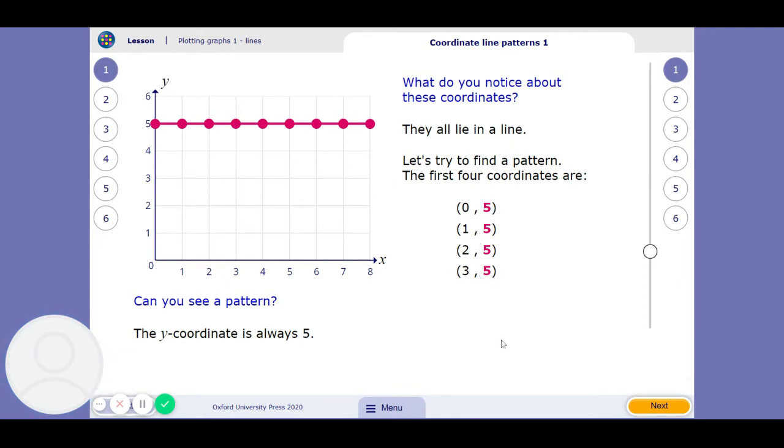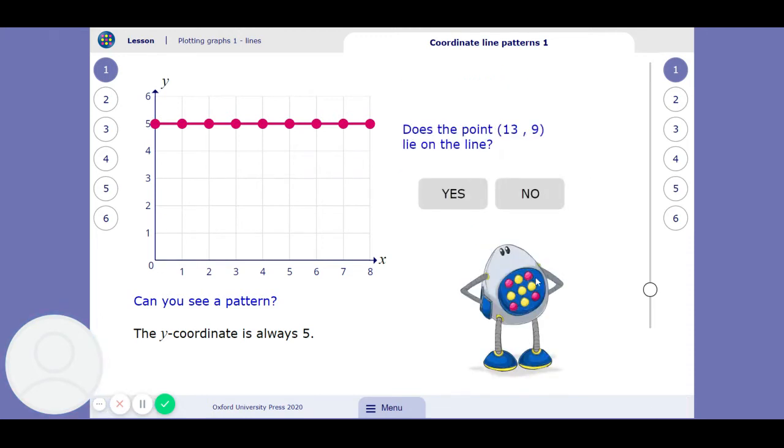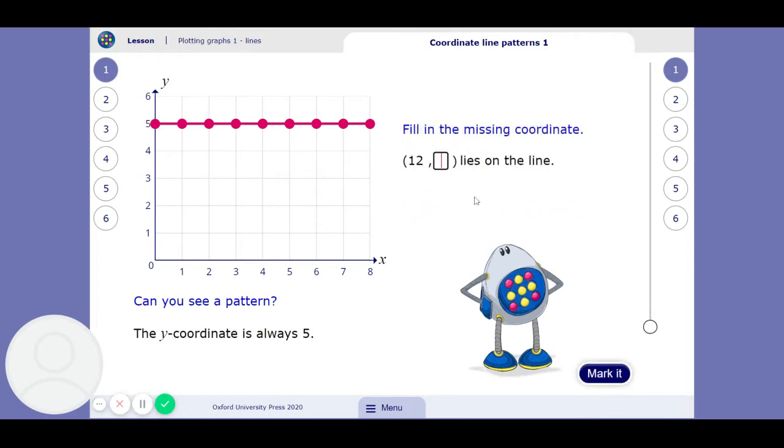So this is the line y equals 5. So the y coordinate has to be 5 for all of them. So does this point lie on the line? No, that's a 9, so it can't be. Well, if 12 something is on the line, it's got to be 12, 5. So the equation of this line is going to be y equals 5 because the y coordinate is always 5.